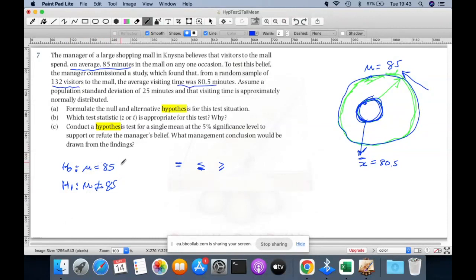And that's basically how you state your hypothesis. In this example, this is how you state it. Remember, H naught can take on any of these three values, which means H1 can take on any of these three values. These are the opposites. In this case, we're dealing with this option.